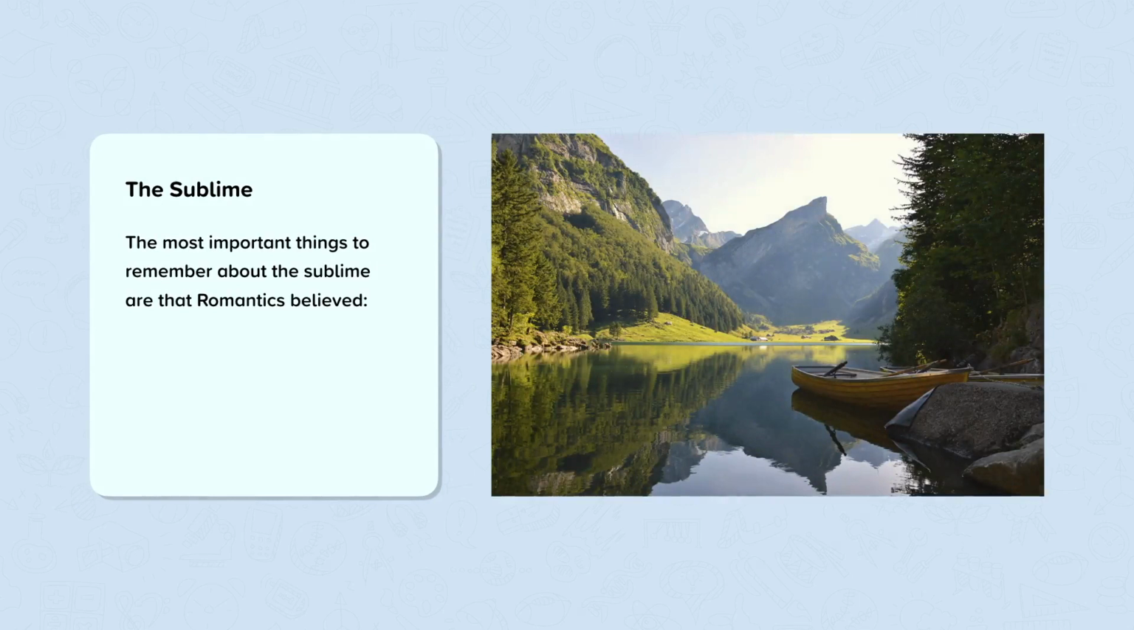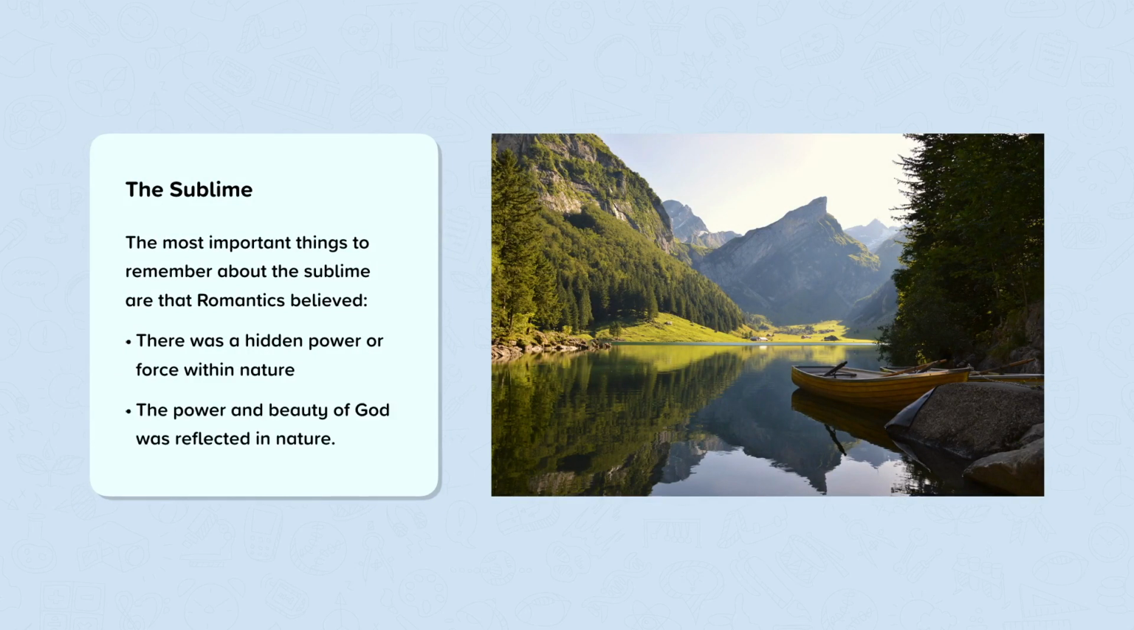So, to summarise, the most important things to remember about the sublime are that Romantics believed there was a hidden power or force within nature, and that the power and beauty of God was reflected in nature.